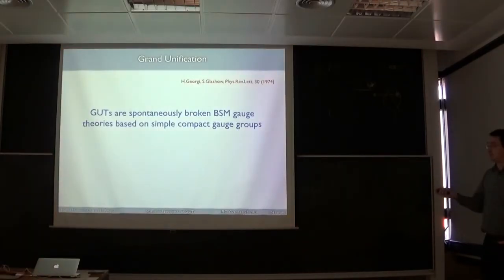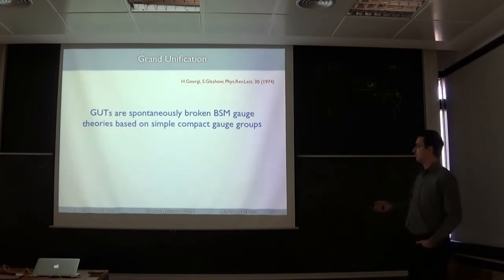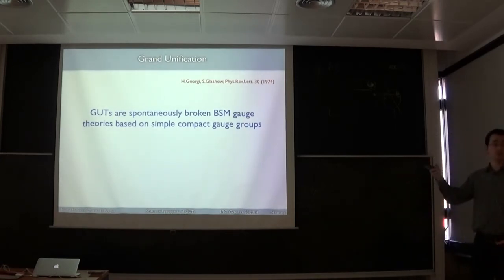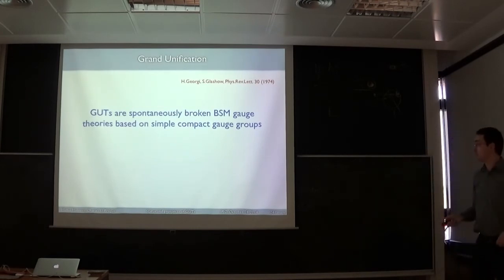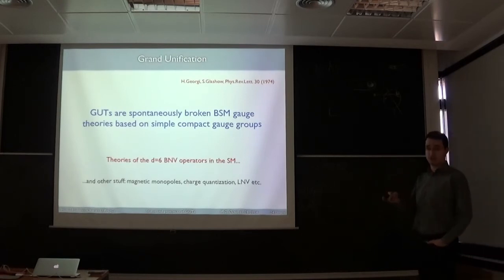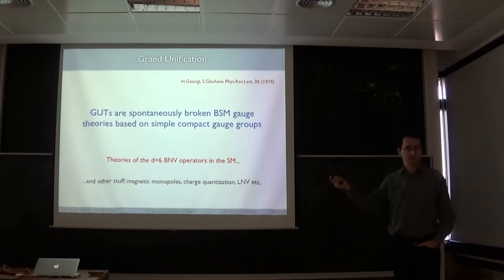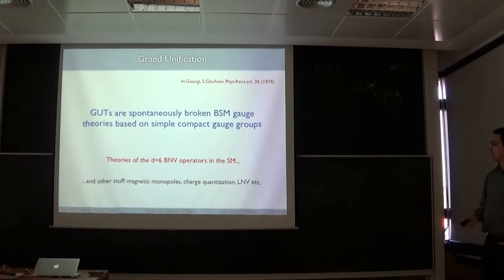So this is the idea behind the idea of grand unifications. Just to flesh this out, grand unifications are spontaneously broken beyond-standard-model gauge theories based on simple compact gauge groups which are larger than the standard model gauge group. In particular, these are supposed to be the theories of the dimension 6 baryon number violating operators, by exactly the very mechanism I was just describing.